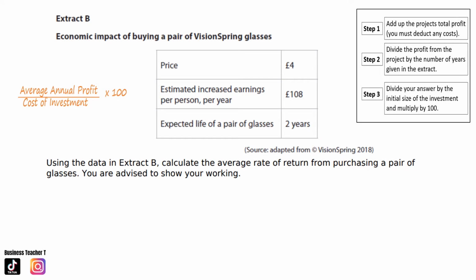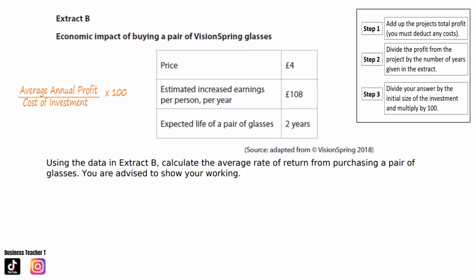On to our next question. This one is a little bit of a tricky one, so we'll work through it. Using the data in extract B, calculate the average rate of return from purchasing a pair of glasses. You are advised to show your working.